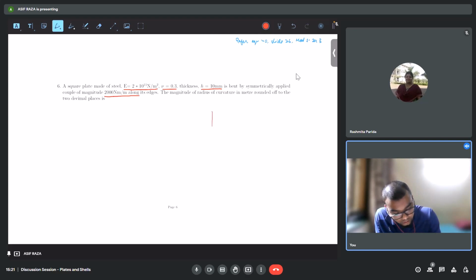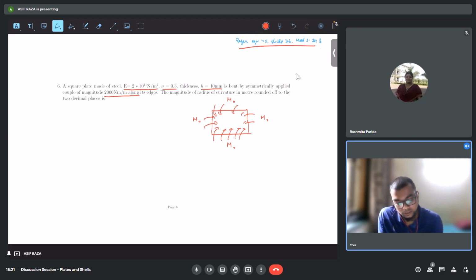So this question is talking about a couple applied on both sides. If you refer to equation number 40 of slide 26, module 1 lecture 3, you'll get the relation as 1 upon Rx equals 1 upon Ry equals (1 plus nu) upon D times M0.